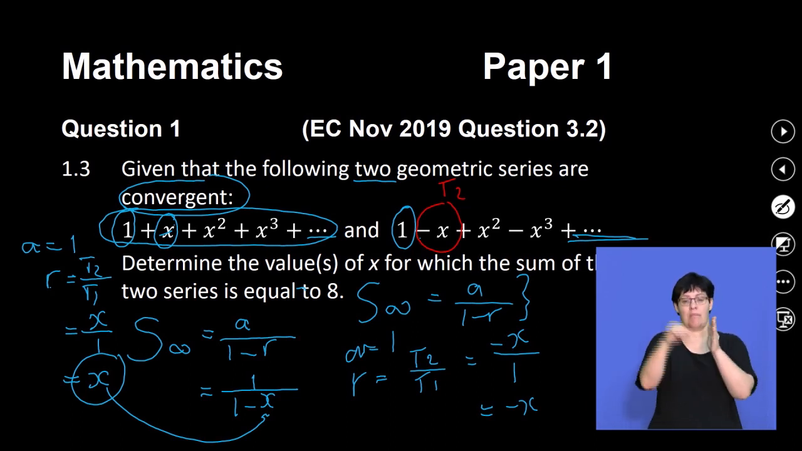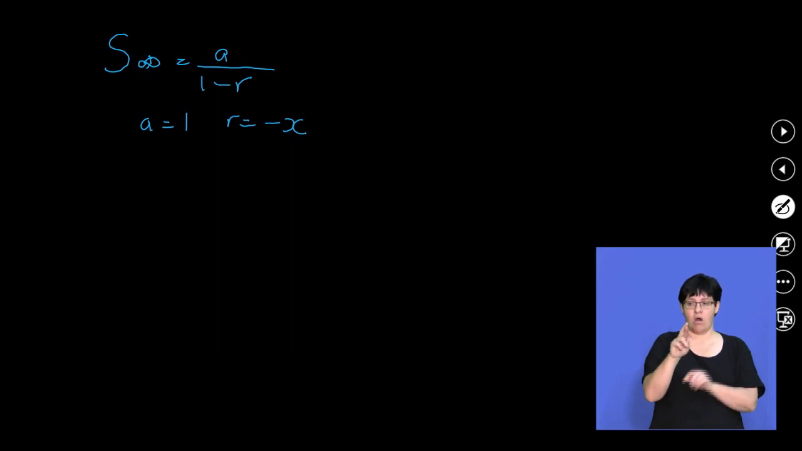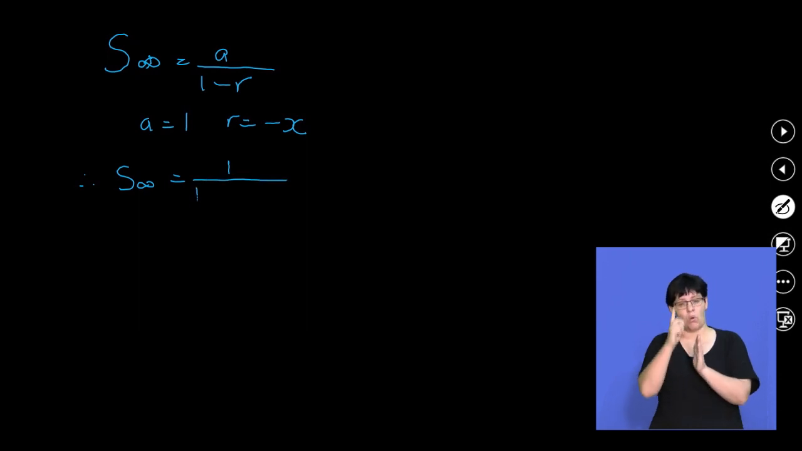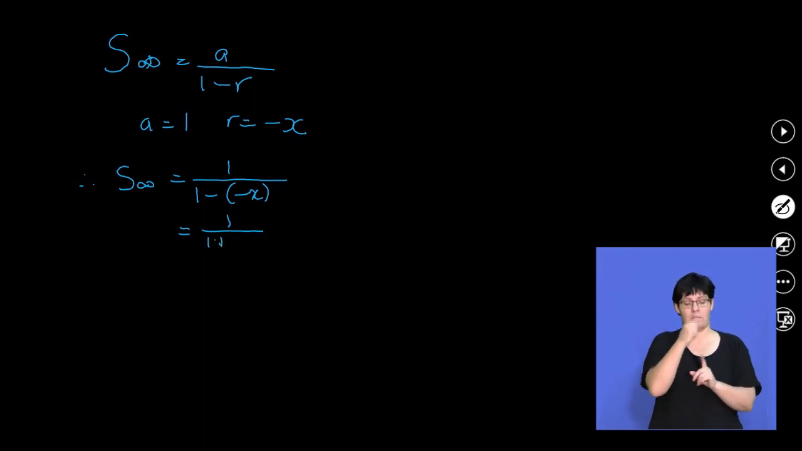So let's go to a new page to substitute that in. So we have the sum to infinity is equal to a over 1 minus r. And as we said, a is equal to 1, and for this one, r was equal to negative x. So therefore, the sum to infinity is going to be equal to 1 over 1 minus negative x, which is 1 over 1 plus x. Okay, so the last part of the question is to now find the values of x for which those two series, or the two sums to infinity, equal 8. So that's what we're going to do next.